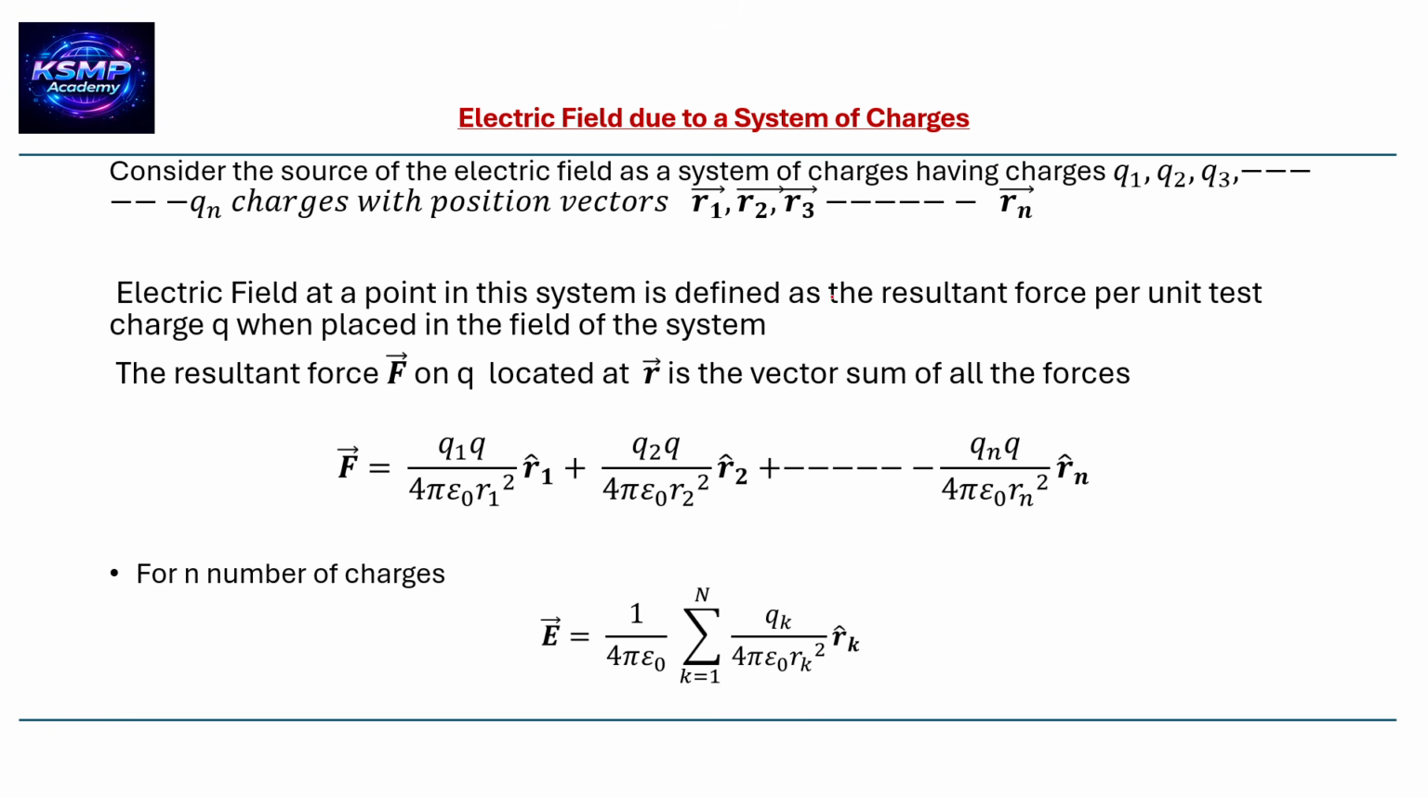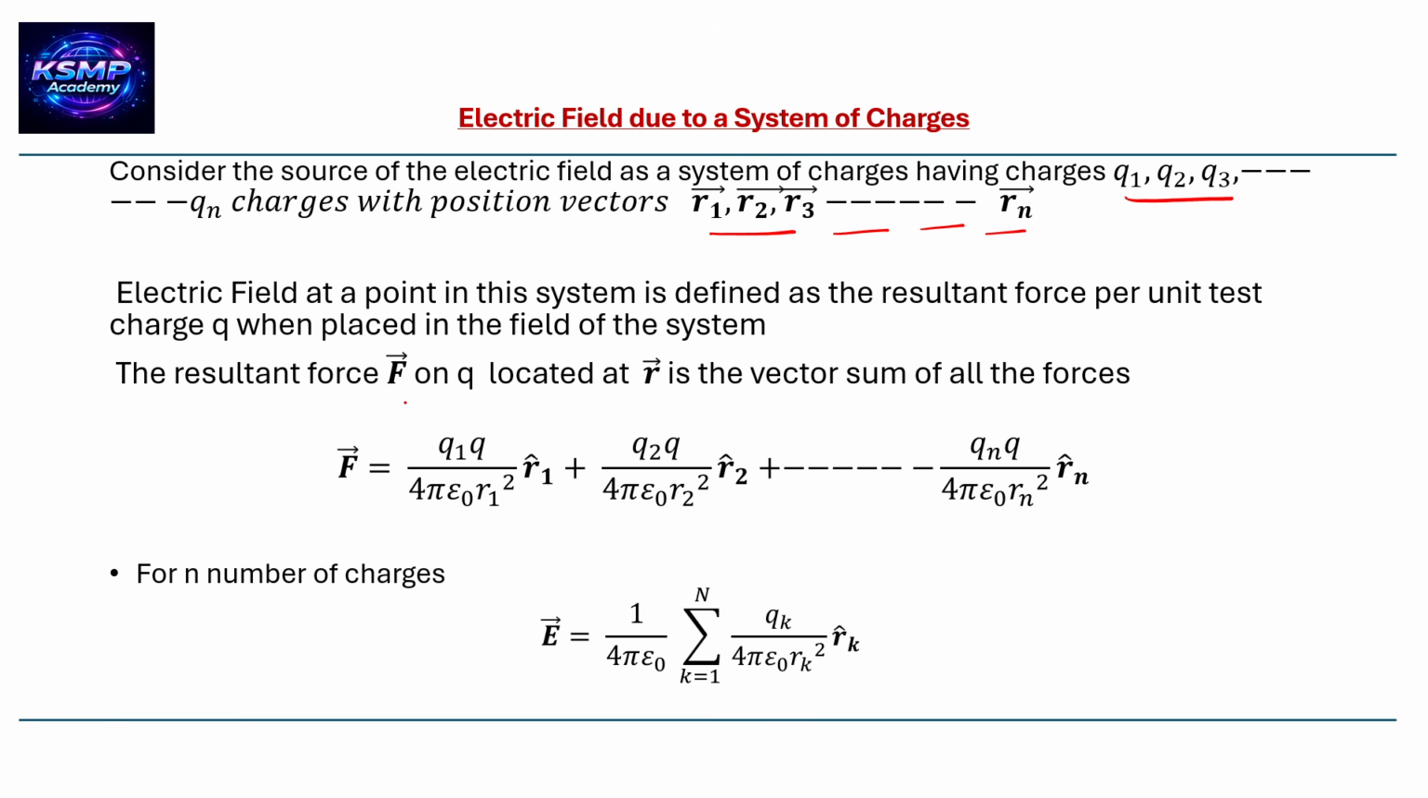A similar approach we can apply for a system of charges. That is, we are considering that the electric field has been generated because of a system of charges, and that source is the system of charges having charges q1, q2, q3 and qn, and their positions are r1, r2, r3 and rn, that we are assuming. So the electric field at a point in the system, as we know, is defined as the net force per unit test charge. So that means first we have to write the expression for the net force.